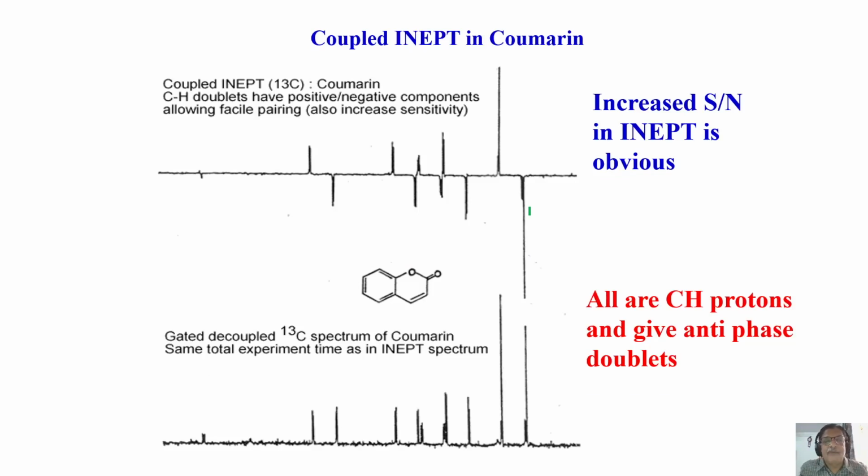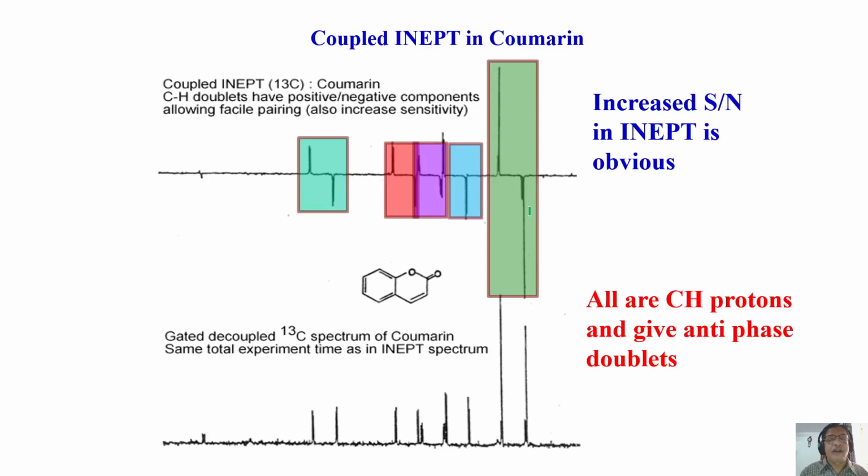we can have a coupled INEPT and a decoupled INEPT. What we observed so far is coupled INEPT. Till now, we have not decoupled. The moment you do the decoupling, we know the signal gets lost, and this is what happens. You see, you always get antiphase components: this antiphase, this antiphase, this antiphase, this antiphase. Of course, it's a coupled INEPT.